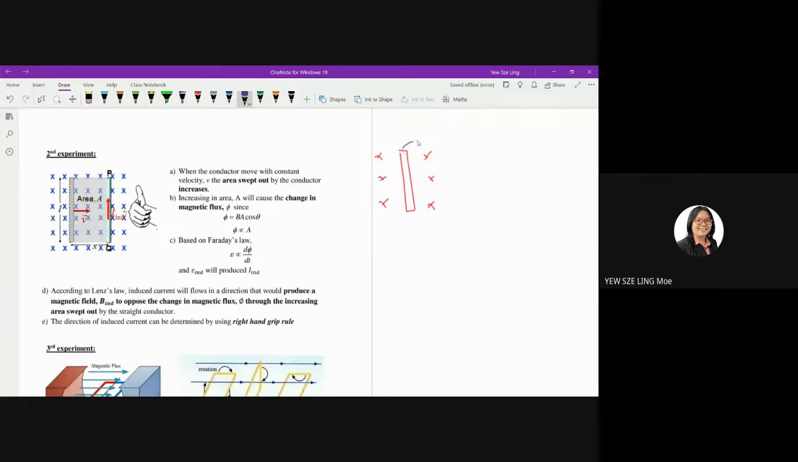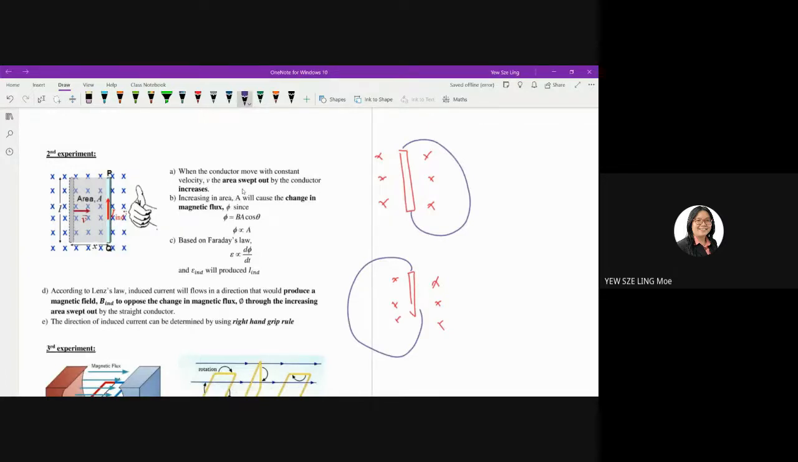Whether you want to form a loop on the right hand side or you want to form a loop on the left hand side. If you are just given a conductor without a complete loop, then you yourself have to form a loop. Okay, you can form a loop on the right hand side or you can form a loop on the left hand side. It doesn't matter. So when the conductor moves with a constant velocity, the area swept out by the conductor increases.